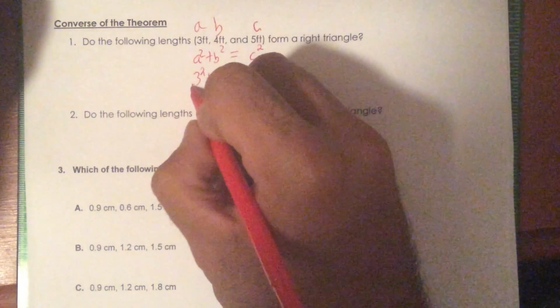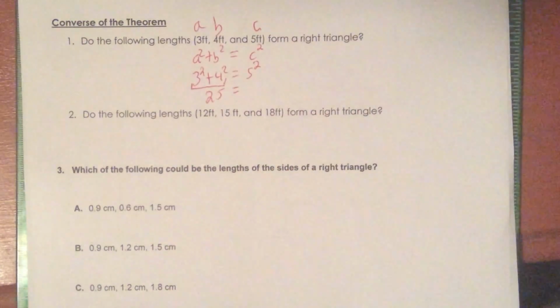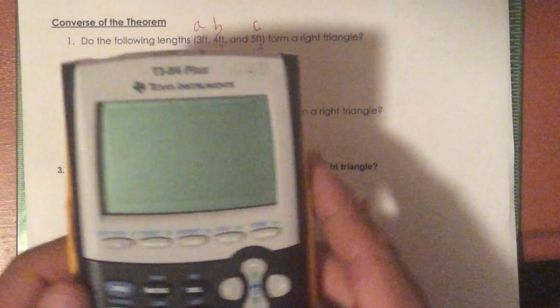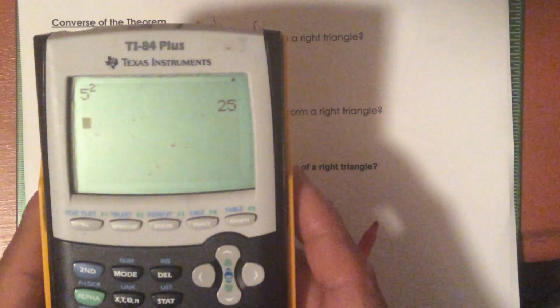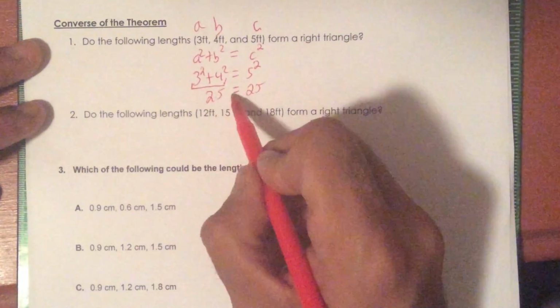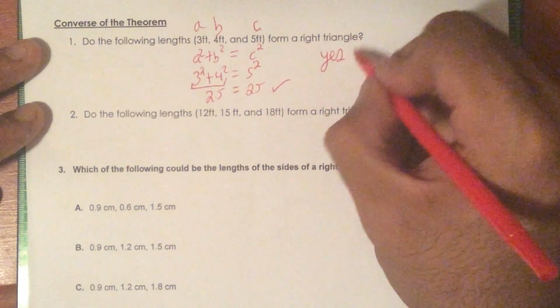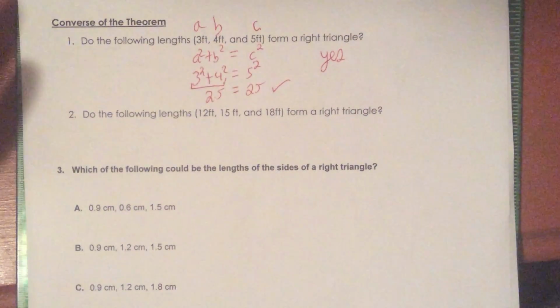So let's start with this side. 3 squared plus 4 squared. So I'm going to let my calculator do the hard work. 3 squared plus 4 squared gives me 25. Now let's see what about the other side. 5 squared gives me 25. So as you can tell, this is a true statement. So this is a right triangle.